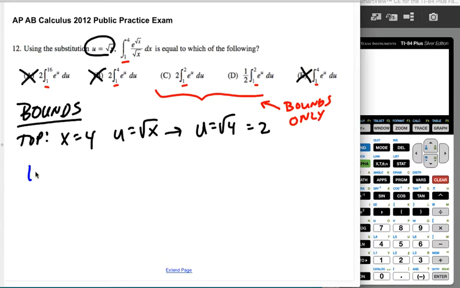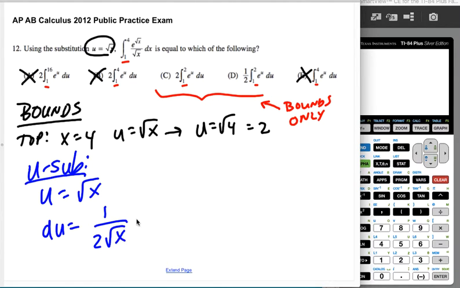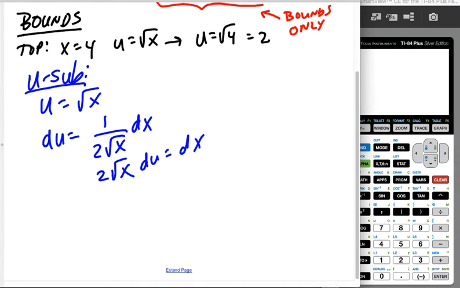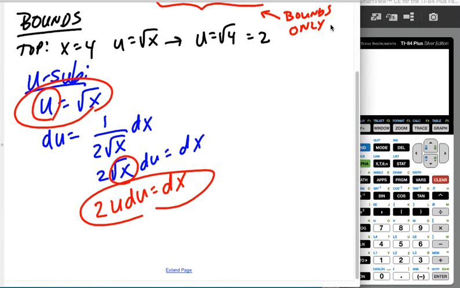So now let's actually do the u-sub and figure out what it should look like. Since u is the square root of x, du is going to be 1 over 2 root x dx, meaning I'd multiply the 2 root x over, so I'm going to get 2 root x du is my dx, but I'm going to need to go ahead and replace this root x with a u. So I get 2u du is my dx. So now this and this are what I'm going to have to use to replace the integral.